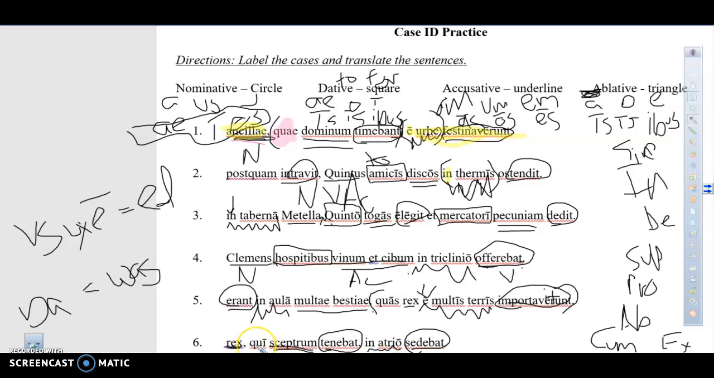But tell me about this king. The king who, skip the word that ends in M, was holding the scepter. So the king who was holding the scepter was sitting in the atrium. I know that your Latin sentences are getting longer, but if you use your cases and read in Latin first, it will always be easier.